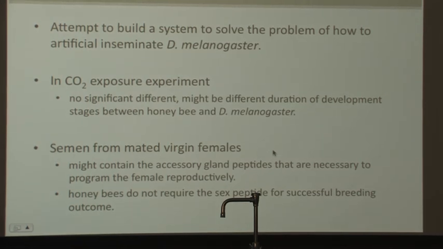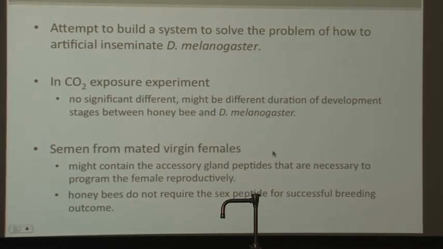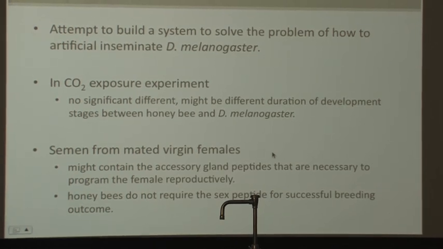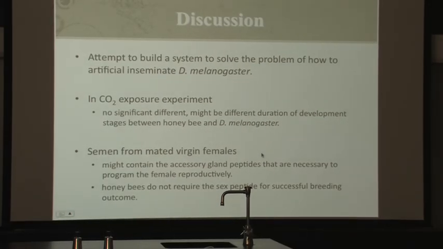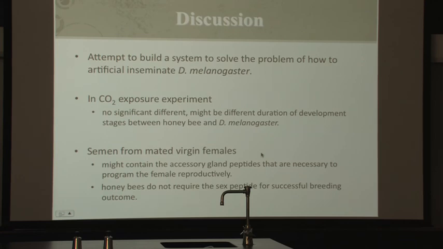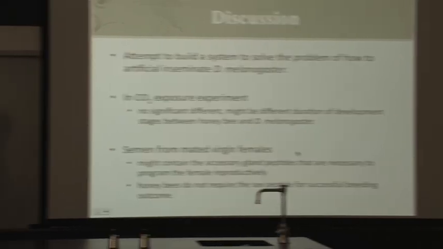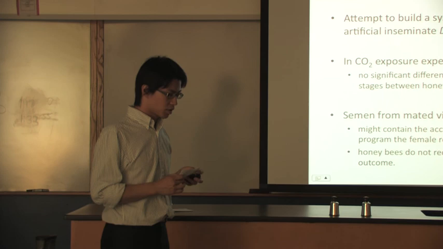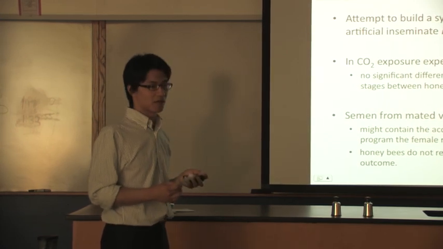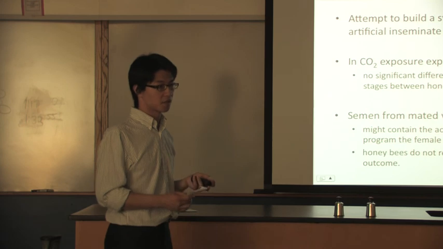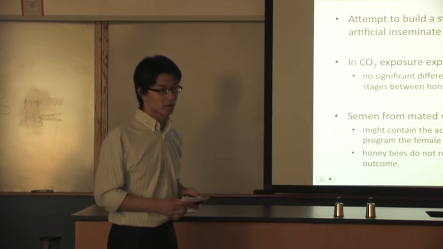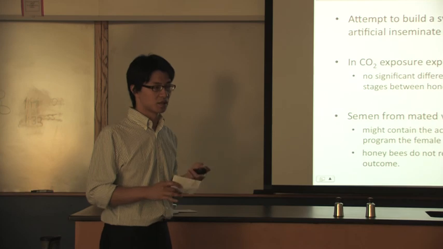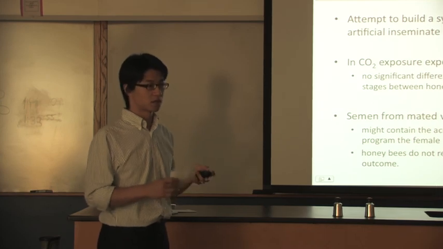Next, I want to go to the discussion. In this study, we attempted to build a system to solve the problem of artificial insemination of Drosophila melanogaster. In the first experiment, the CO2 exposure, there is no significant difference between exposed and unexposed flies. In the honeybee, CO2 stimulates egg laying, but there may be a reason why we cannot find a difference in Drosophila melanogaster. Maybe it's the difference in the duration of the development stage between the honeybee and Drosophila melanogaster. So maybe Drosophila melanogaster needs a different exposure time.